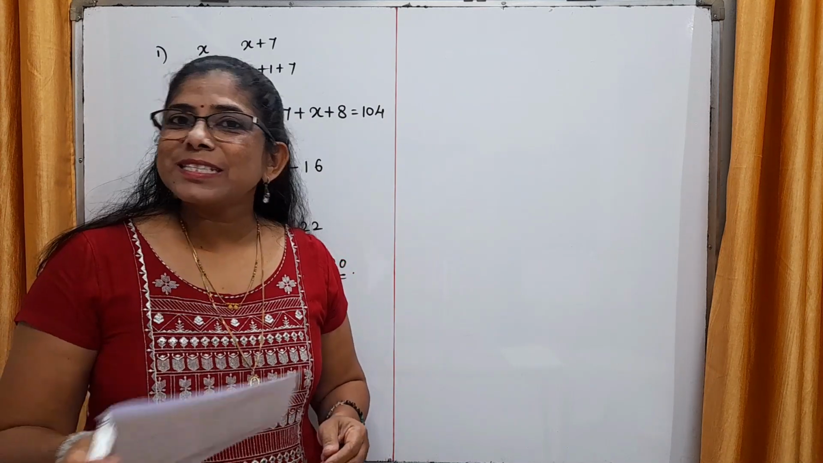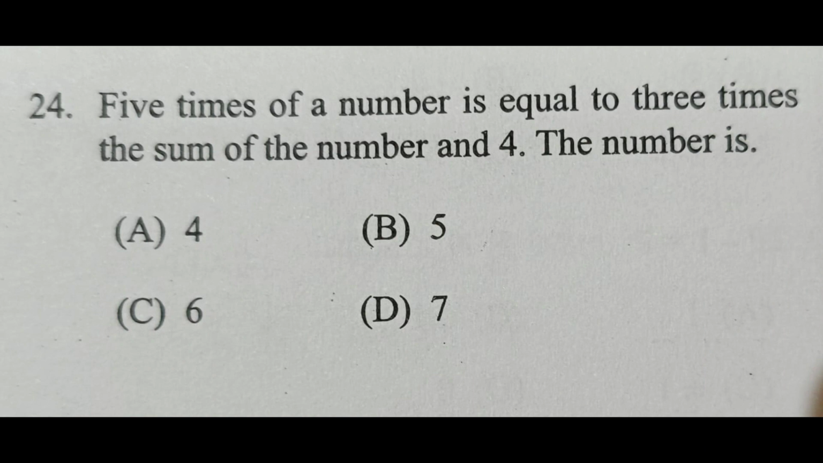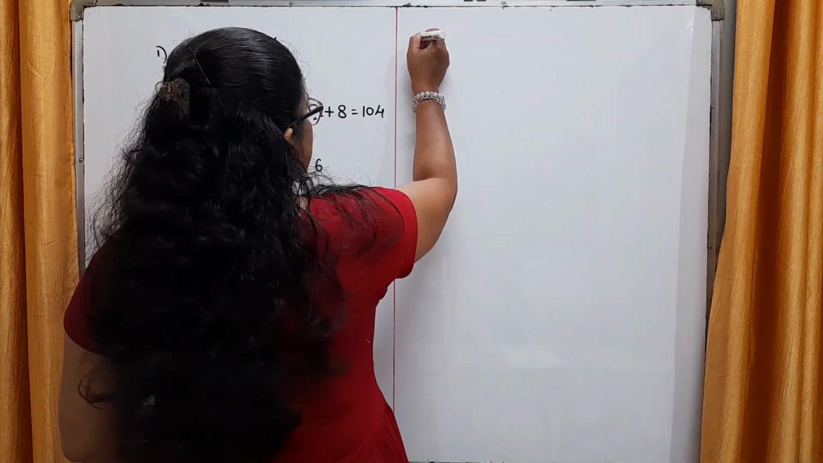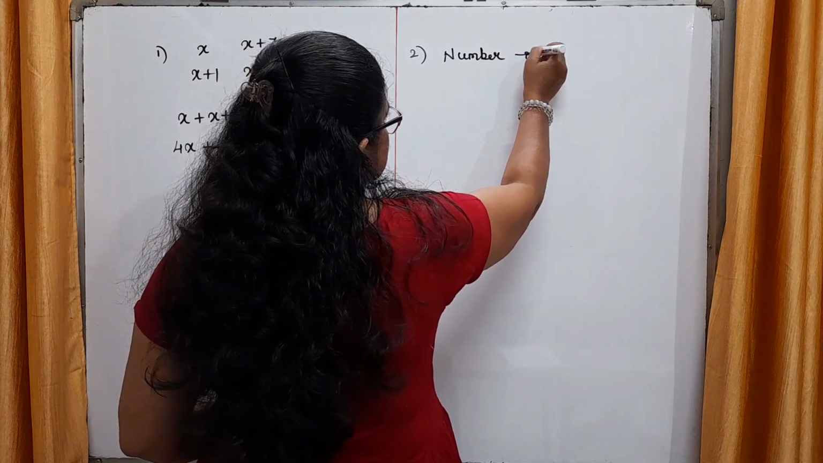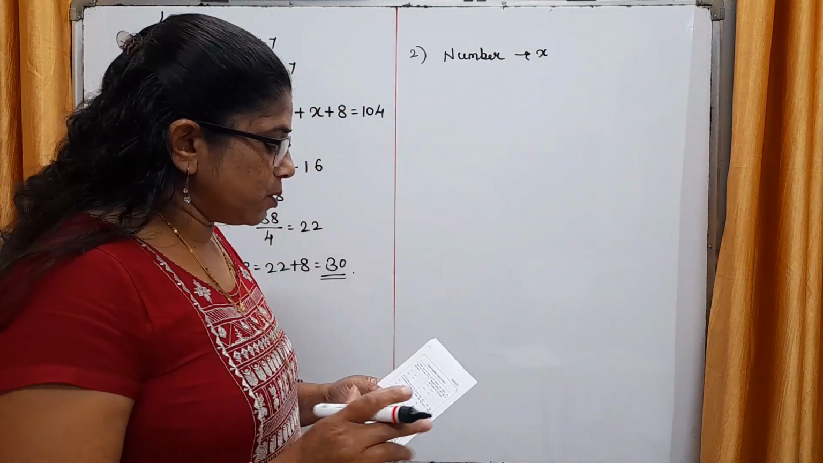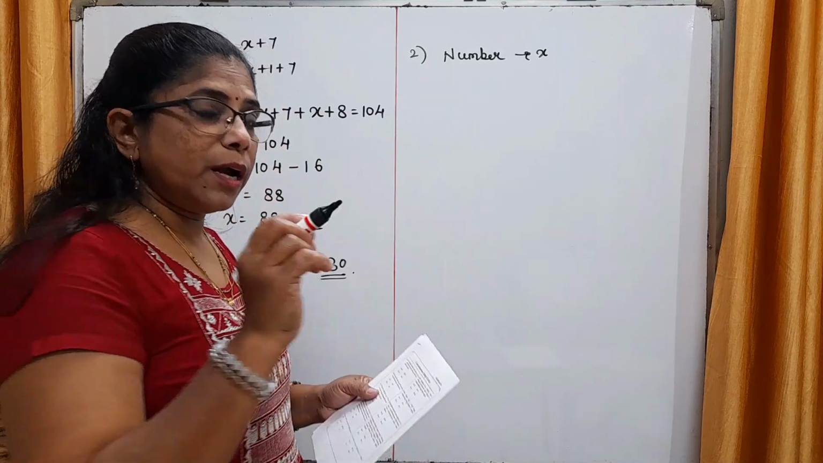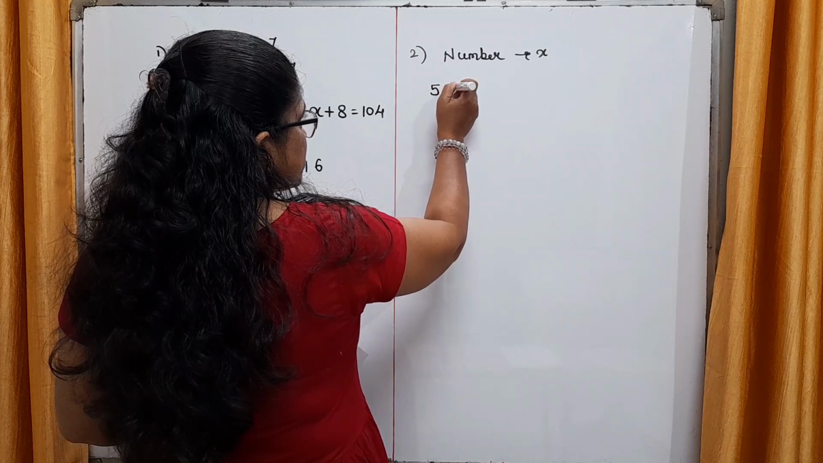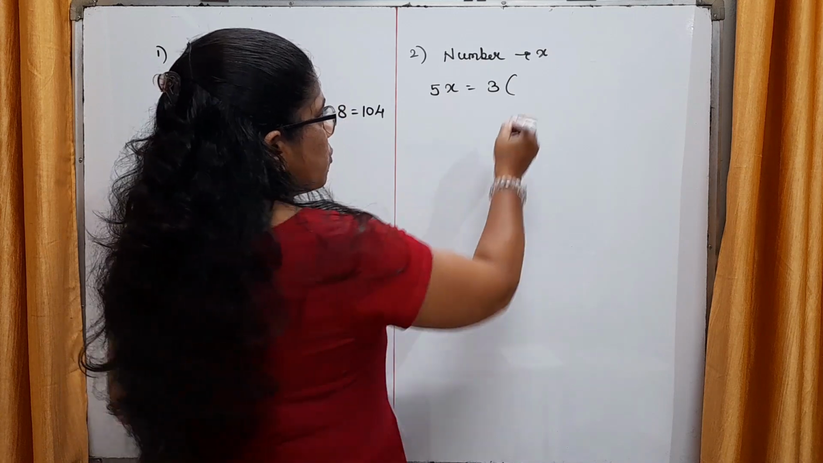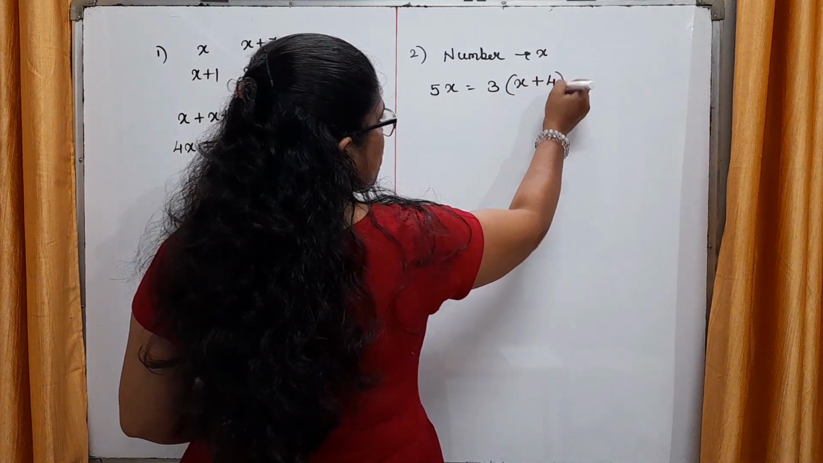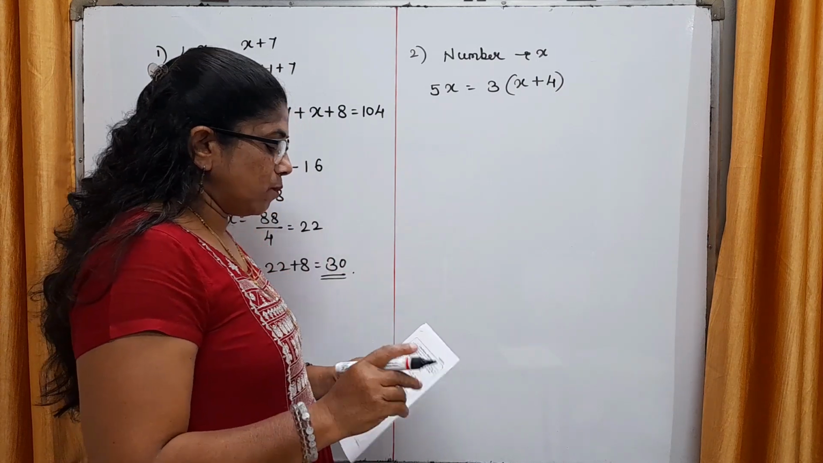So let's move to the next example. Here, the second example says 5 times a number is equal to 3 times the sum of the number and 4. The number is. Okay. Now here, let's say the number is X. And what they say, 5 times the number is equal to 3 times the sum of the number and 4. This equation we have to solve and find the number.